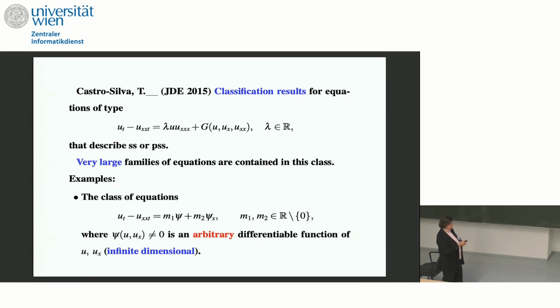In 2015, we got this kind of equations here. Again, very, very large families of equations. And here you can see an infinite dimensional set of equations because you have u_t − u_xxt equal to a constant m1 psi plus m2 times the x derivative of this arbitrary function psi, where psi is a non-zero function of u_x. So when you choose psi appropriately, you have a specific equation.